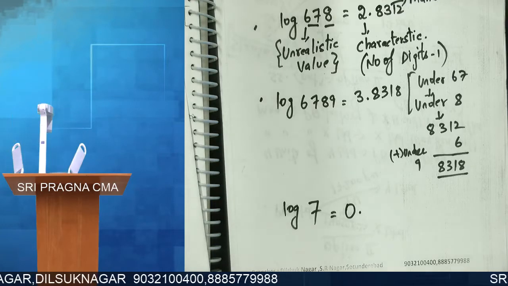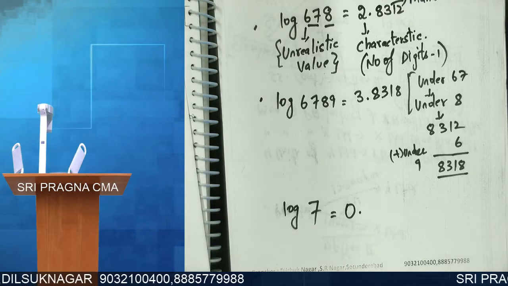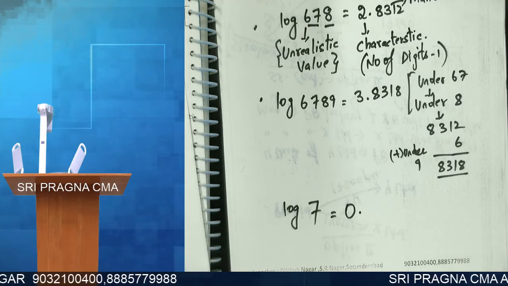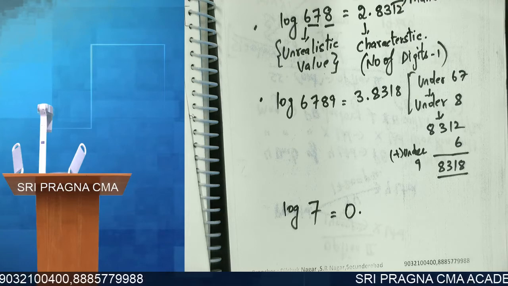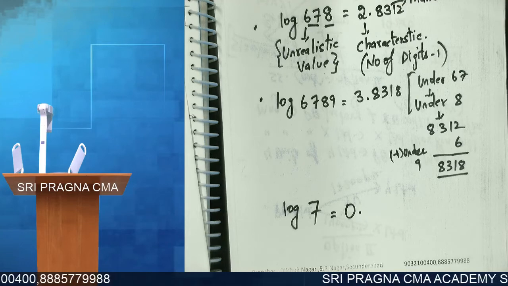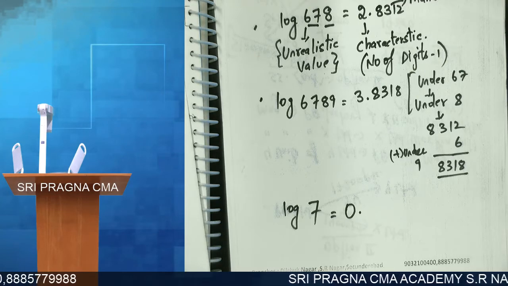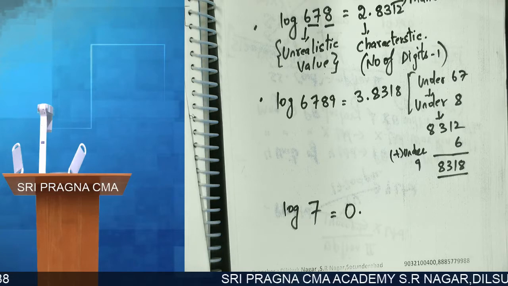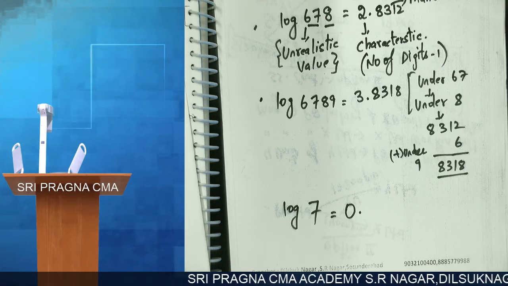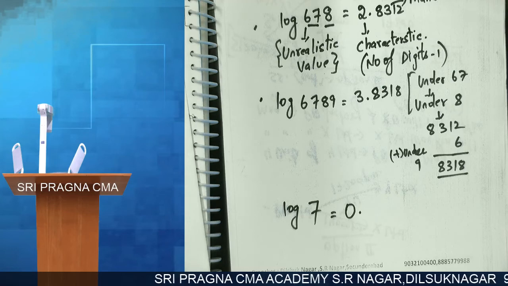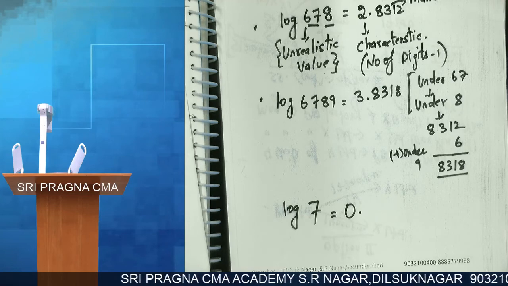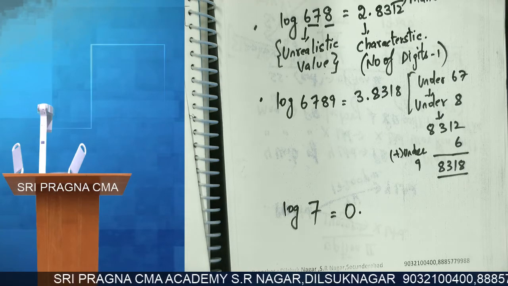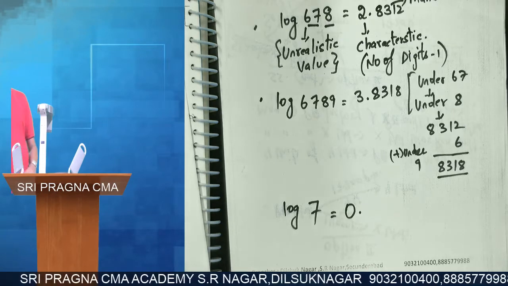Now, is there a 7? Because the log table starts from 10. So the mathematical rule is, if you don't have a second digit, we will write 0 in the mind. It is 70 now. We will check 70 under 0. 84.